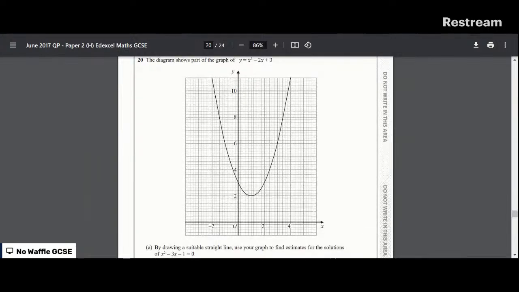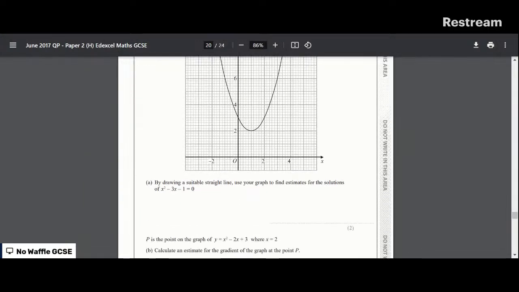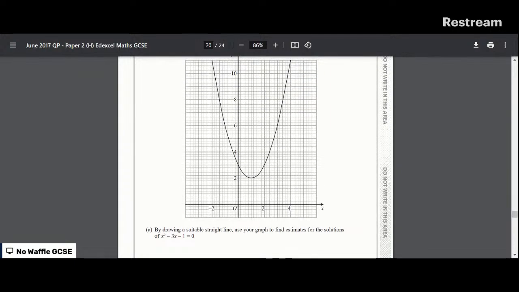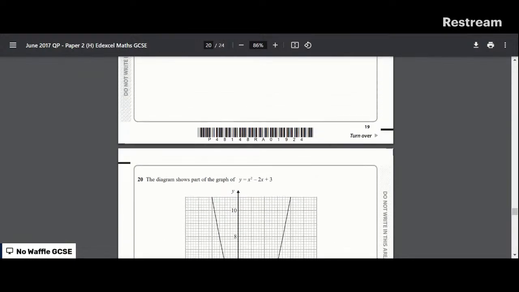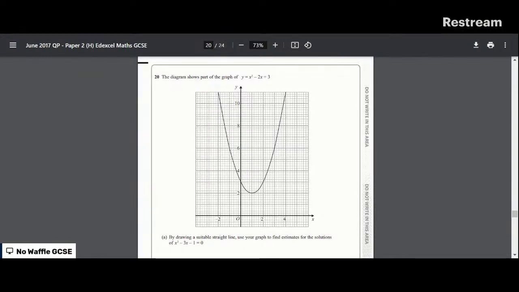The diagram shows part of the graph y is equal to x squared minus 2x plus 3. So you've got a quadratic here. By drawing a suitable straight line, use your graph to find estimates for the solution that equals 0. So you can see that it's a different graph here. So hopefully this question hasn't come up.